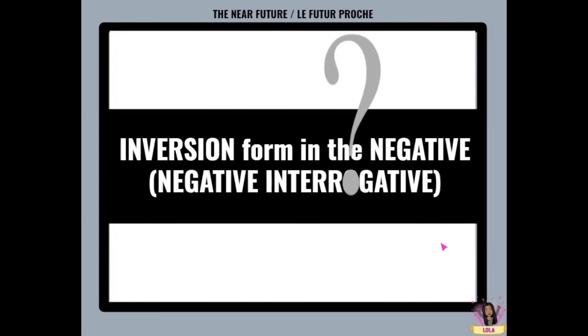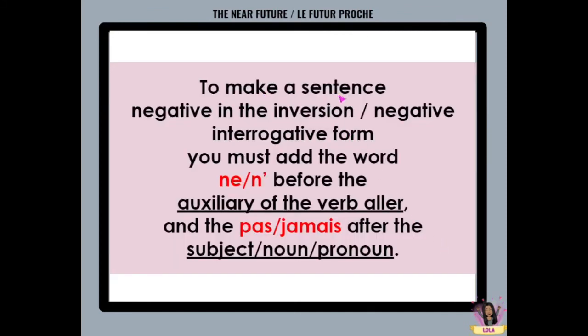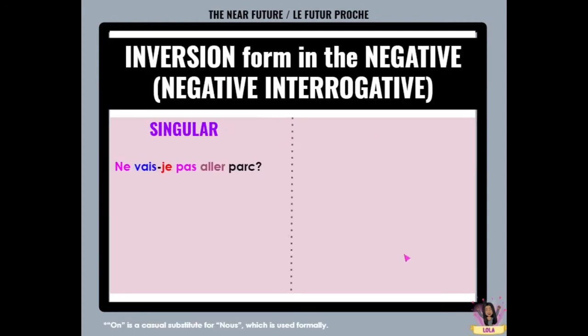And now we're going to look at the same thing, but in the negative form. So inversion form in the negative, or negative interrogative. So to make a sentence negative in the inversion or negative interrogative form, you must again add the word ne or an apostrophe, but this time before the auxiliary of the verb aller, like we did last time, but the pas or the jamais goes after the subject or the noun or pronoun. So let's take a look at that. So here it is. The auxiliary of the verb aller, and there's the ne before it, and then we have the pas after the subject or the noun or the pronoun.